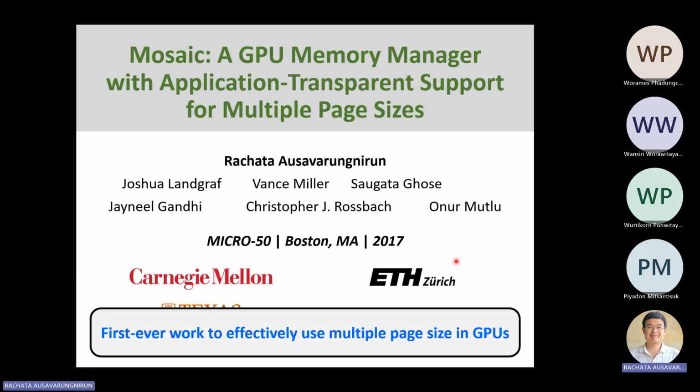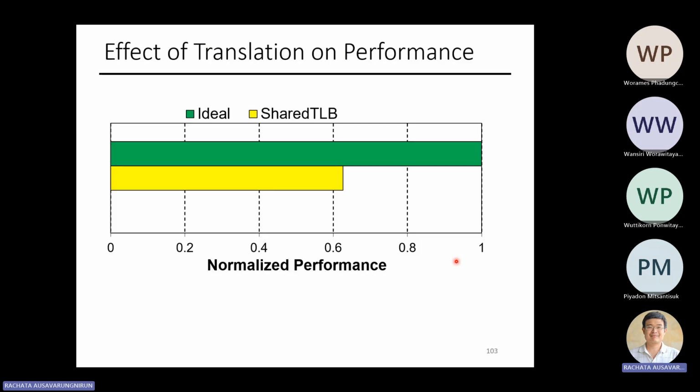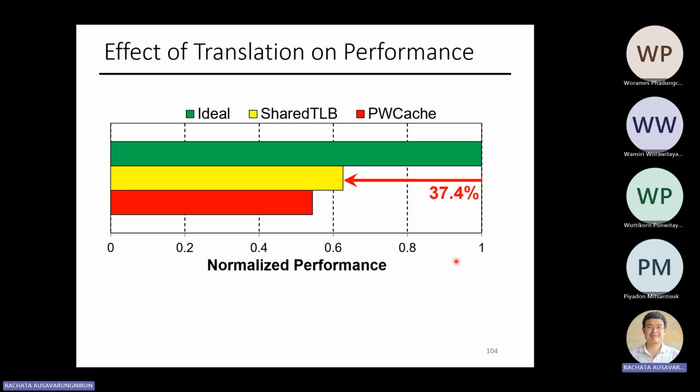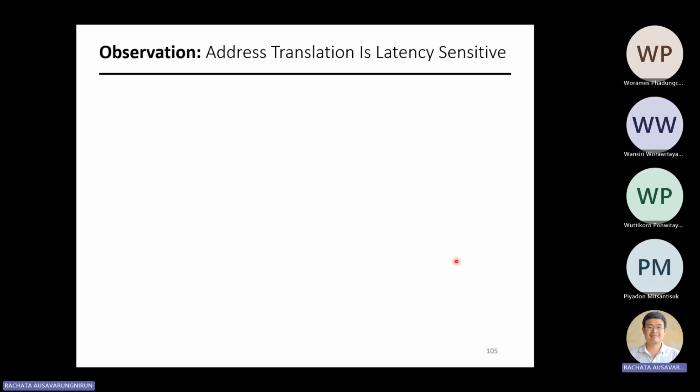And with this, we followed up. So basically, this is the first work in the world, as far as we are aware, to effectively enable multiple page sizes on the GPU. And then we looked deeper into, okay, if we have to do virtual memory, how bad can it be? It turns out to be close to 40%, right? It's not ideal, and we want to figure out where the performance overhead is.